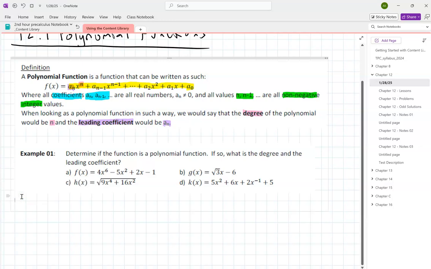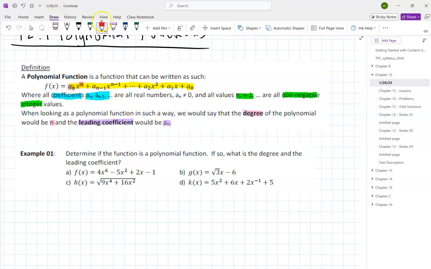All right. So here we're being asked to determine if the function is a polynomial function. And if it is, give the degree and the leading coefficient. If it's not a polynomial, it makes no sense to talk about degrees and leading coefficients because those are characteristics only of polynomials.